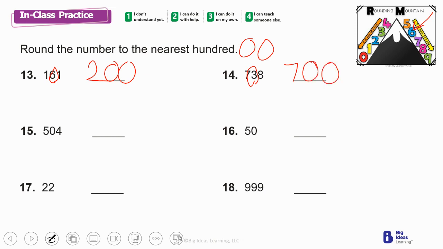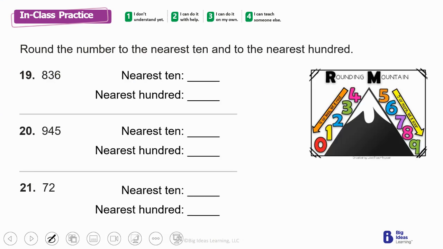All right, I want you to try doing 15 through 18 on your own. Once you're done, pause the video. Once you're done, come back to the video and continue. Round the number to the nearest 10 and to the nearest 100. I want you to practice doing this on your own. Pause the video, do number 19 and 20, and I'm going to do number 21 with you.